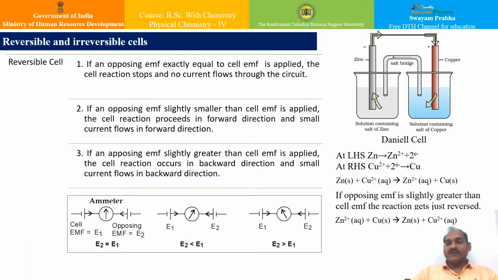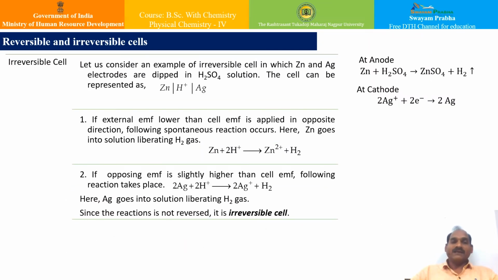Okay, let us try to understand the irreversible cell. Cells which do not obey the condition of thermodynamic reversibility are called irreversible cells. So simple. Let us consider an example of an irreversible cell in which zinc and silver electrodes are dipped in H2SO4 solution. So the cell can be represented as this: zinc and silver electrodes in contact with the hydrogen ions from the sulfuric acid. If an external EMF lower than the cell EMF is applied in the opposite direction, this particular reaction occurs.